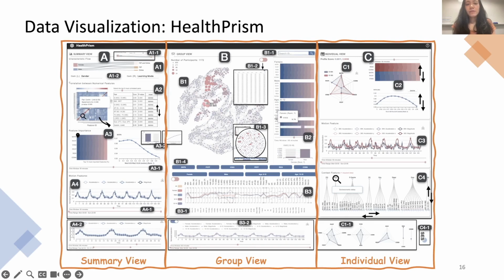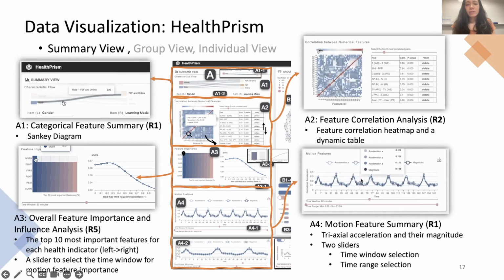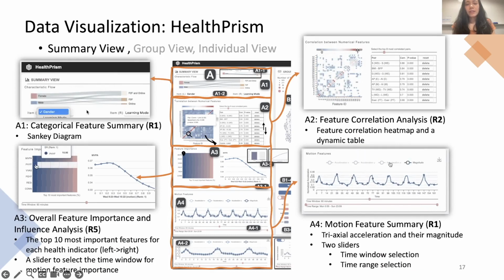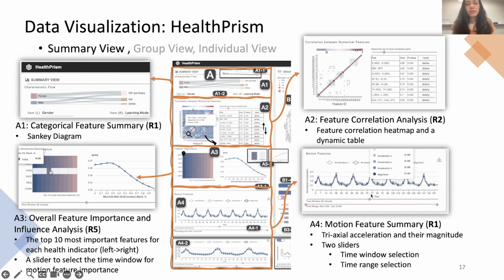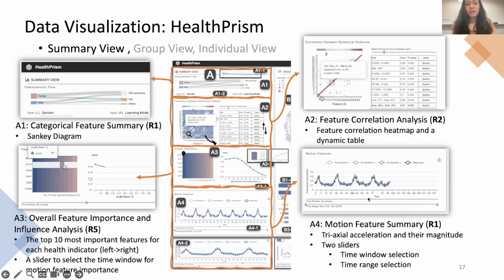Then, an interactive visual analysis system was developed. It consists of 3 views: summary view, group view, and individual view. The summary view has 4 sections. The categorical feature summary utilizes a Sankey diagram for categorical flows. A heat map and a dynamic table are used to present the feature correlation.